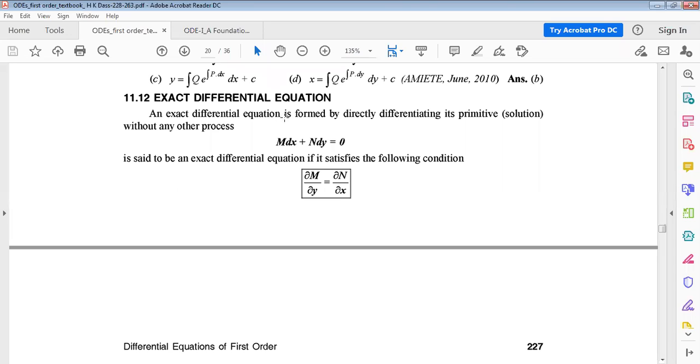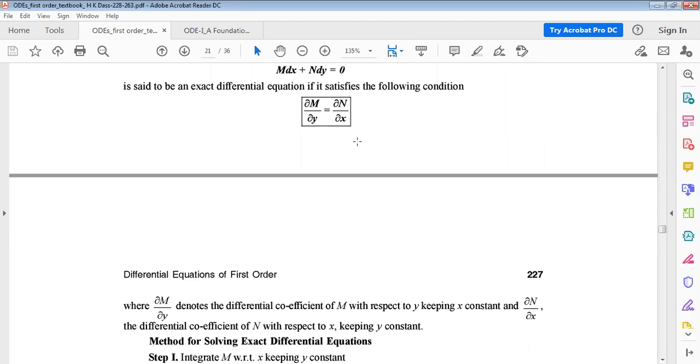We already know about exact differentials. What is an exact differential equation? An exact differential equation is found by directly differentiating its primitive without any other process. That means M dx plus N dy equals 0, where M and N are functions of x and y only. Remember it. This differential equation is said to be exact if it satisfies this condition: the partial derivative of M with respect to y equals the partial derivative of N with respect to x. This is the main condition.